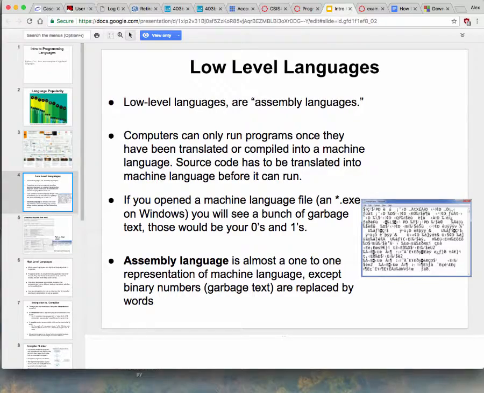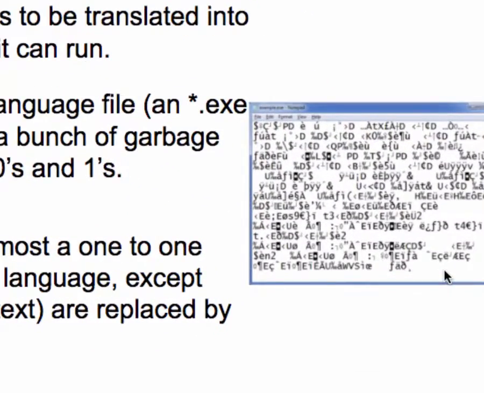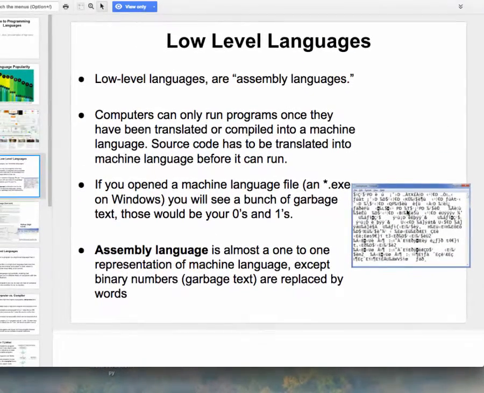If you opened up an executable file on Windows, if you try to open it as a text file, it will look like this. Okay, it's a bunch of nonsense. We can't really read that. The best thing you can do is there are disassemblers. What you can do is you can grab your executable file and you can turn it into an assembly language. Assembly language is the lowest programming language that we can write in.